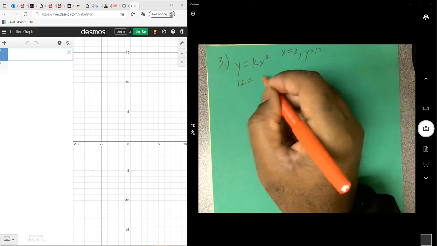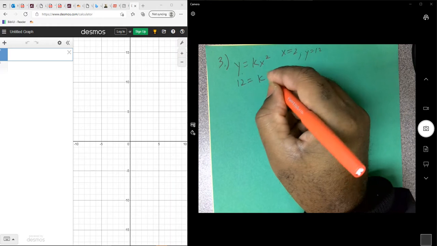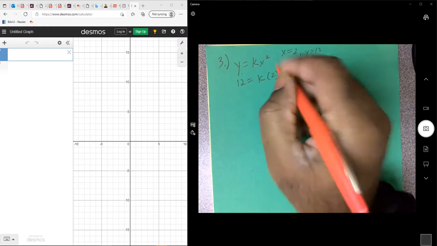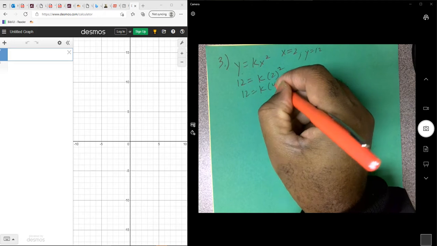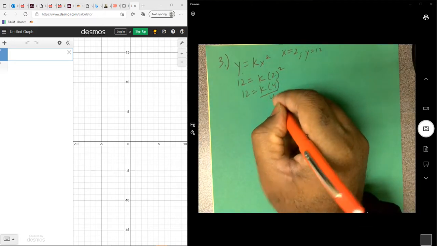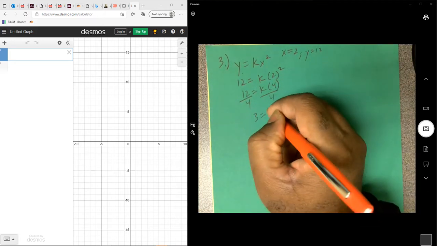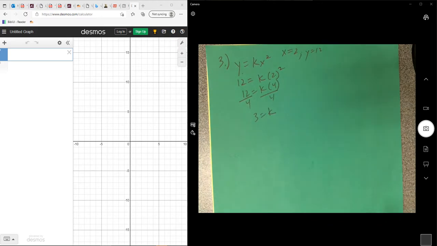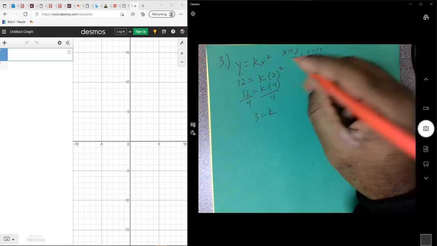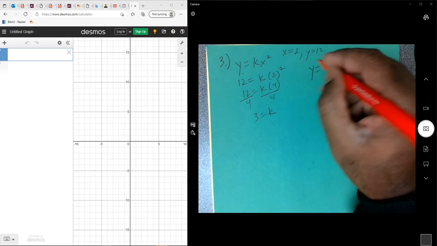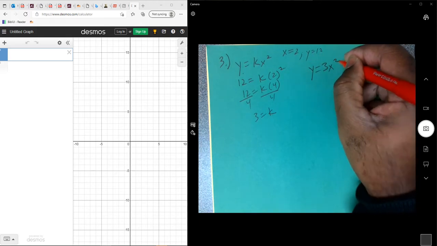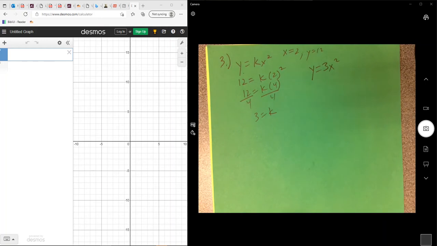So we substitute in 12 for y, and then x is 2, and that's squared. So we have 12 is equal to k times 4. We divide each side by 4, and k is equal to 3. So now we will rewrite this direct variation with k being 3. So it'd be y equals 3x squared.